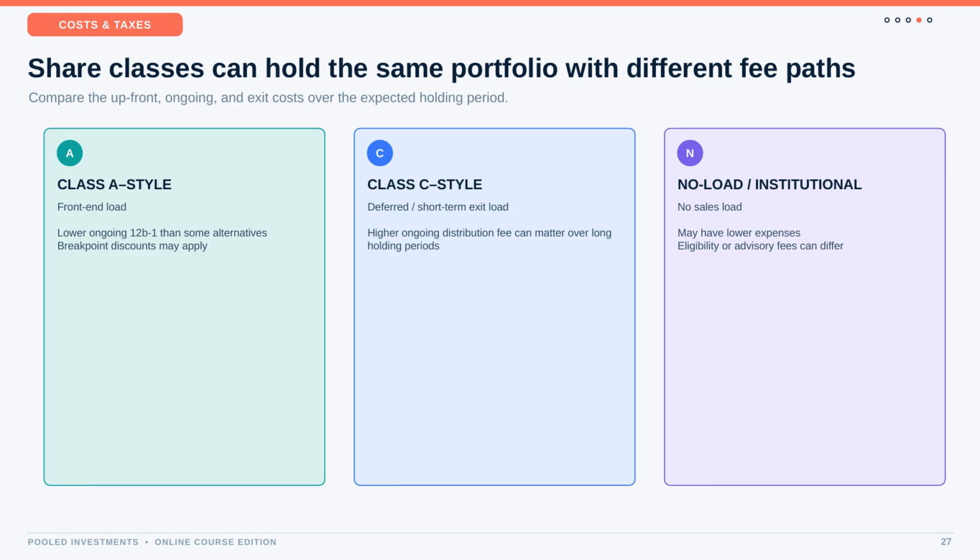A front-end load is deducted when shares are purchased. A contingent deferred sales load may apply when shares are sold during a specified period. A 12b-1 fee is an annual distribution or service fee paid from fund assets. Different classes can therefore suit different holding periods or advisory arrangements, but comparisons must include both the sales charge and ongoing expense. Breakpoint discounts may reduce front-end loads for larger investments. A load is a toll booth at the entrance or exit. It does not make the portfolio's road any faster.